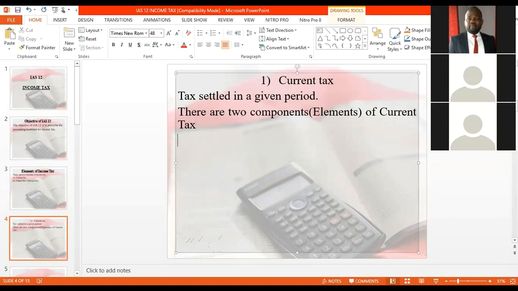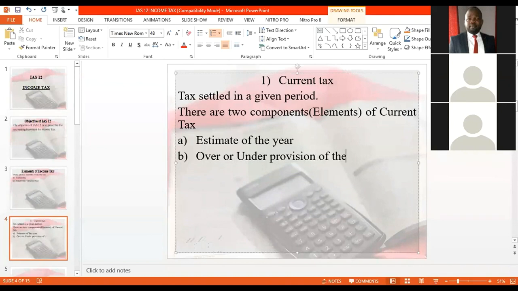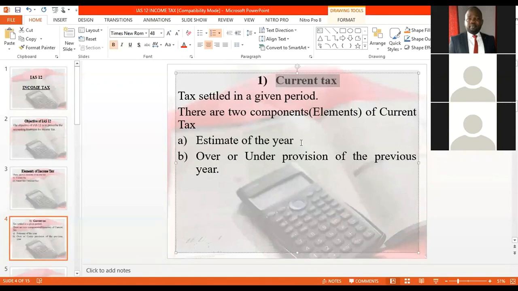The first component, I'll call it A, is the estimate of the year. And number 2, there is over or under provision of the previous year, or previous period. So when we are analyzing current tax, what the examiner wants you to do is to find out the estimate of the year and over or under provision of the previous year.